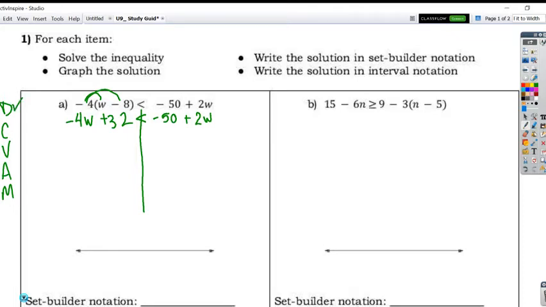Distributing done. C is for combine like terms. On the left side of the equation, I have a variable and a constant, nothing to combine. On the right side of the equation, I have a constant and a variable, nothing to combine, so that's taken care of. V is for variables.